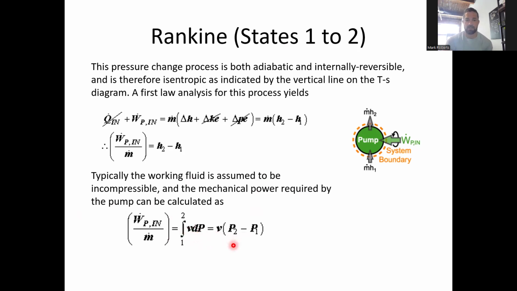So the work required is going to be the specific volume of the liquid times the pressure difference. So it's just a V delta P calculation. Pretty straightforward because it's incompressible.